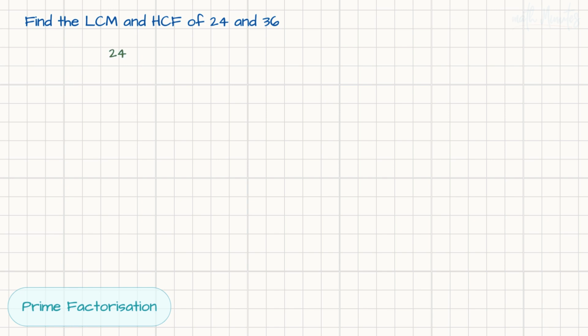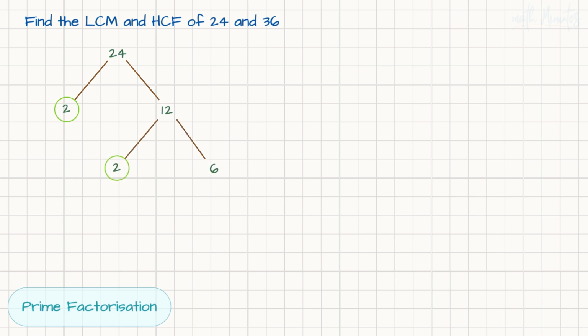Let's take the number 24 to begin. To find its prime factors, we start by finding a factor pair. So in this case, let's use 2 and 12. Since 2 is prime, we circle it, and we continue and find the factors of 12. 12 is divisible by 2, so it branches down to the factors 2 and 6.